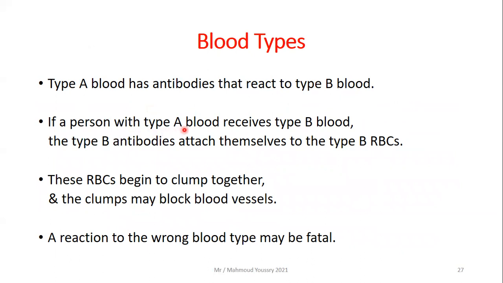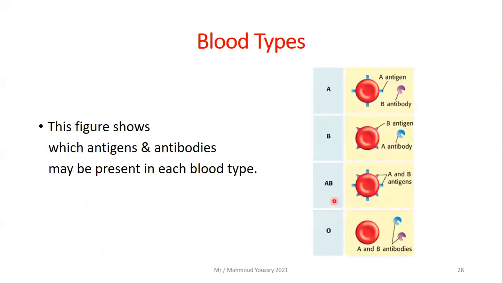If a person with type A blood receives type B blood, the type B antibodies attach themselves to the type B red blood cells. In this case, these red blood cells begin to clump together, and the clumps may block blood vessels. This is a major problem. A reaction to the wrong blood type may be fatal in some cases.